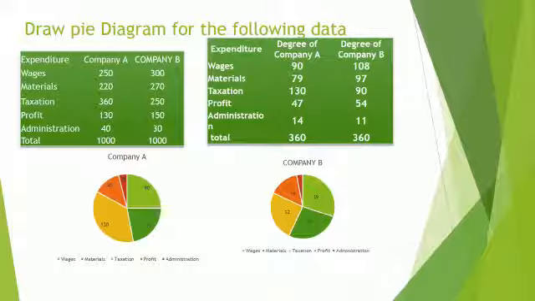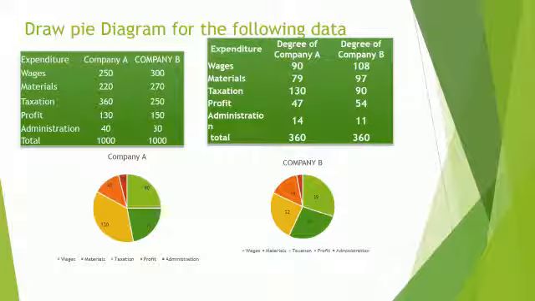First, a pie diagram means you have to convert into 360 degrees, because pie means circular. The circle angle is 360, so we convert into degrees. First, you have to find the total of company A and company B. So add 250, 220, 360, 130, 40. The total is 1000. In the same manner, the company B total is 1000.